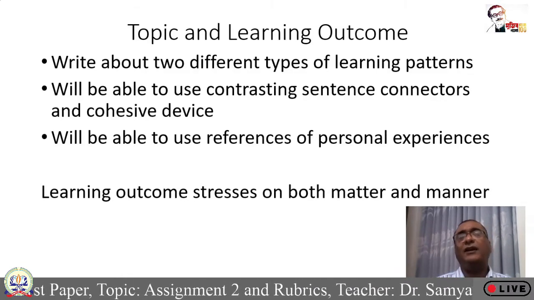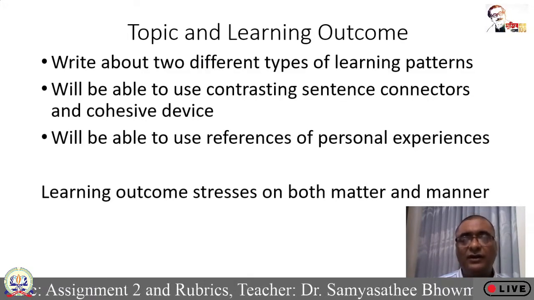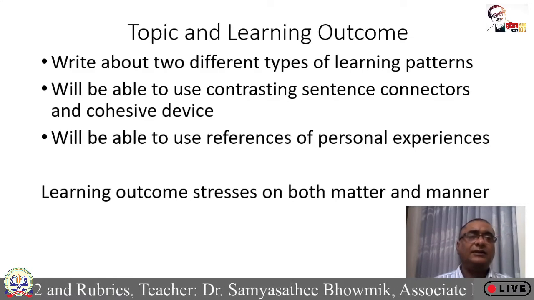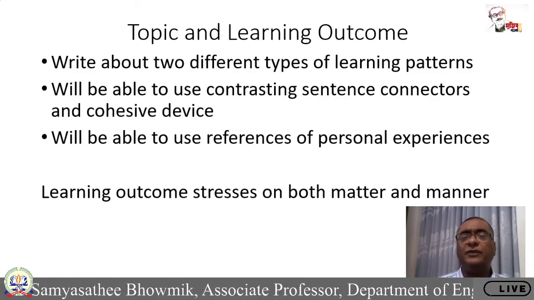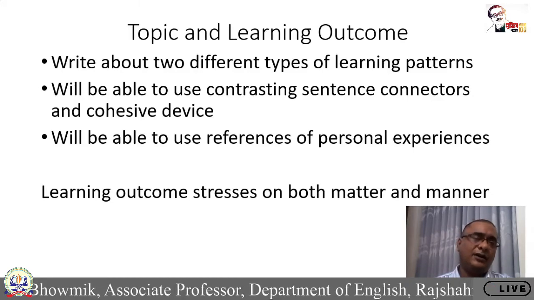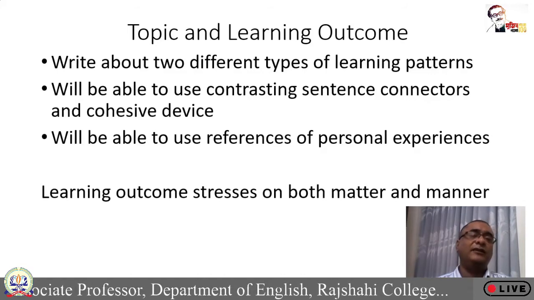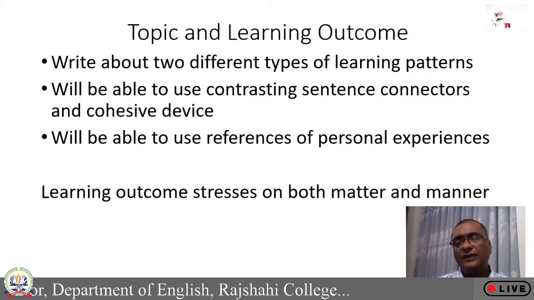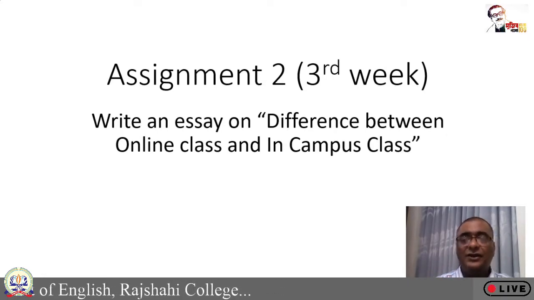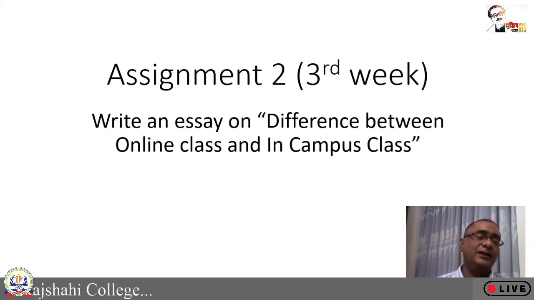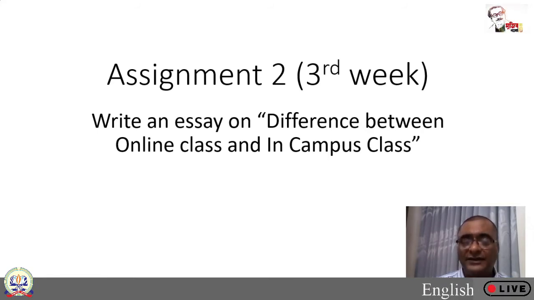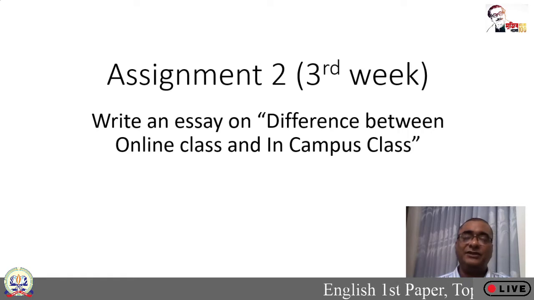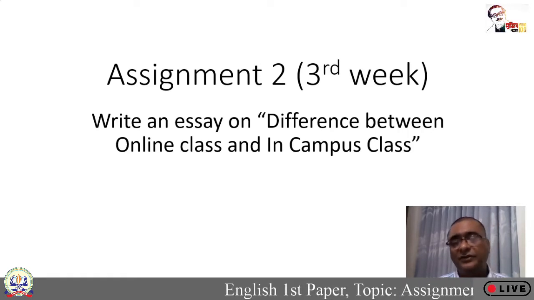Now, under topic and learning outcome, that is the target of the students, what they will learn after preparing the assignment. They will write about two different types of learning patterns. What are the two different types of learning patterns? One is the learning pattern you experienced when you participated in what we are calling in-campus class, which is popularly addressed nowadays as offline class. Offline class is colloquial. Offline class is not formal English. That's why the phrase in-campus class has been used. In-campus class means the classes in which you were physically present.